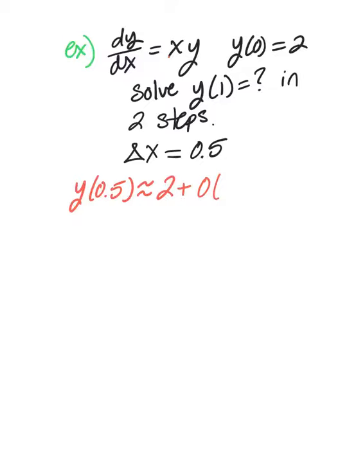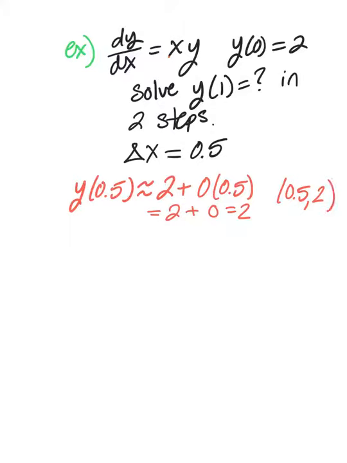Times our delta x, our x minus x1, our change in x. Well, we already figured out we were going up by 0.5. Well, this is pretty easy. This is just going to be 2 plus 0, which is 2. So our y of 0.5 is approximately 2.